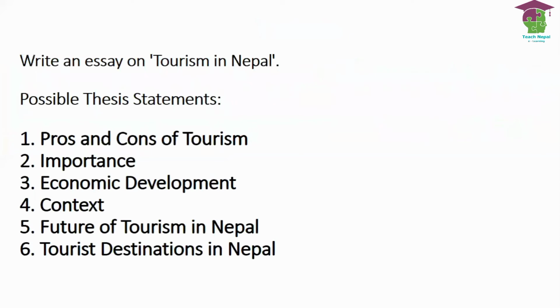For example, so if you are given a topic, tourism in Nepal, possible thesis statement or key ones: the pros and cons of tourism, importance, economic development, context, future of tourism in Nepal, tourist destination in Nepal. There are many areas. So can you write an essay on all areas in a single essay?